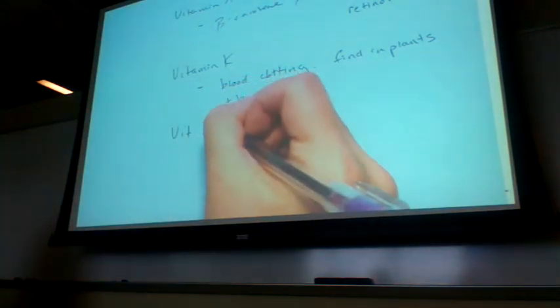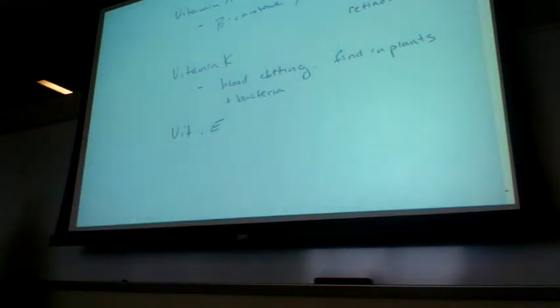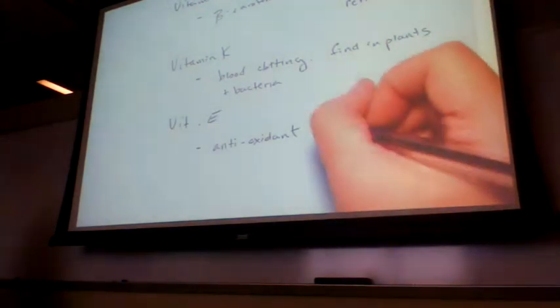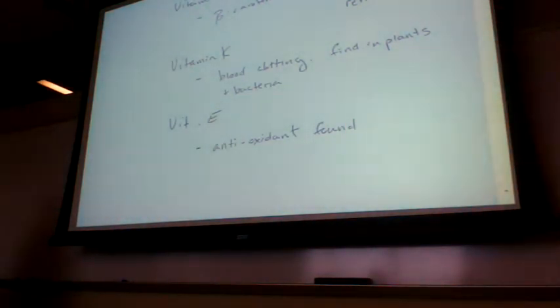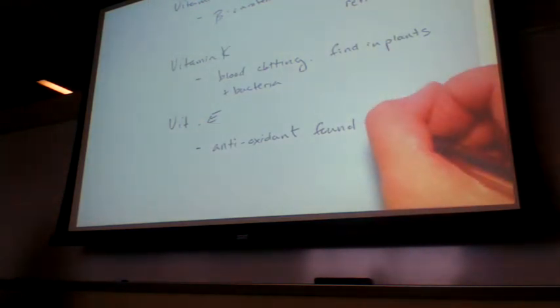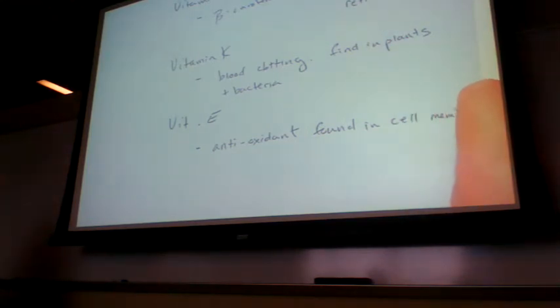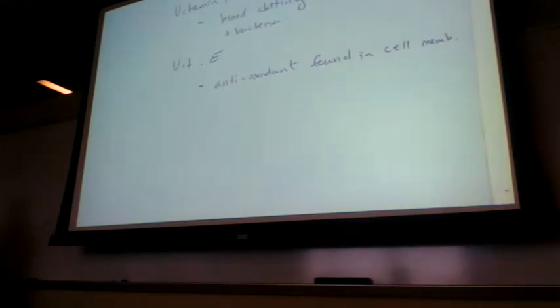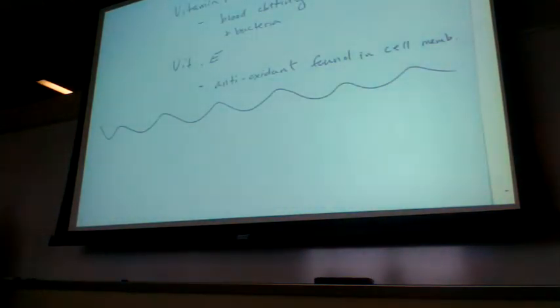Vitamin E. Not sure on that one. This is an antioxidant. And it's found in cell membranes. And so it kind of goes along with our plasmalogens. They think it's an antioxidant. Mostly I just want you to know that they are out there.